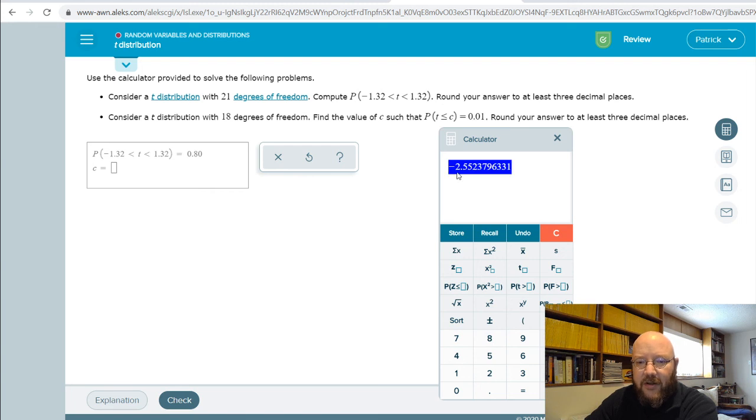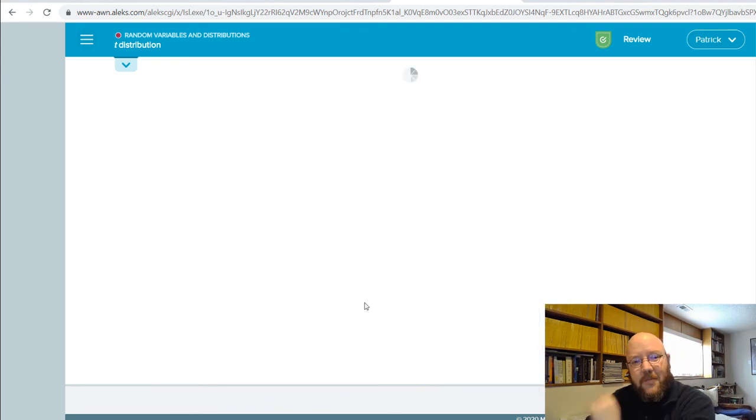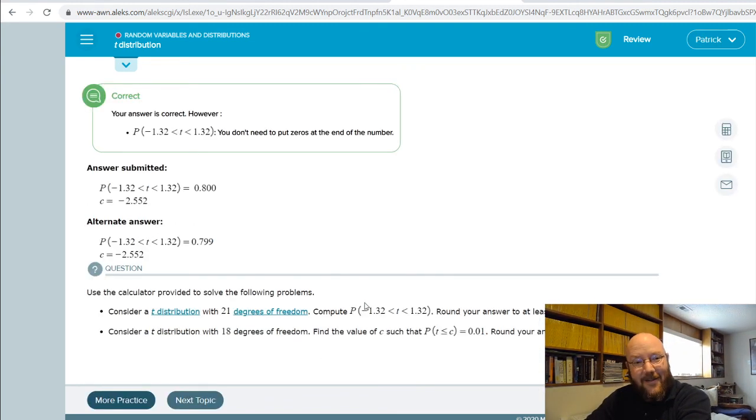There we go. So yes, finding something lower than that would be extremely rare, or less than 0.01%. So 2.552, three decimal places. Well, let's see if they yell at me about this one. Let's find out. There we go, check. Yeah, they're going to yell at me about that. You don't need zeros at the end of the number. Okay, all right, well, T distribution, there you go.